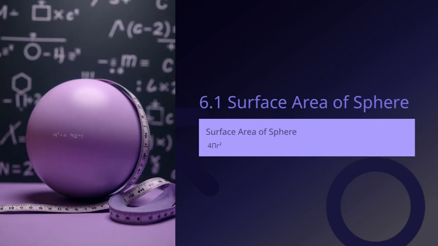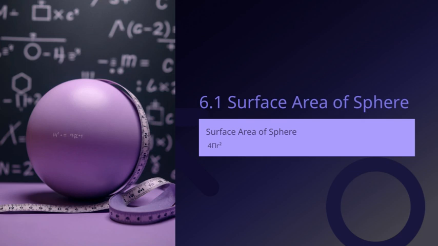Now, let's take a closer look at the surface area of a sphere. The formula we're focusing on here is 4πr². This formula is quite elegant and simple, but it's also very powerful. It tells us that the surface area depends directly on the radius of the sphere.